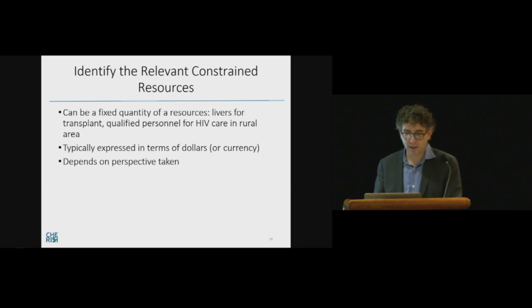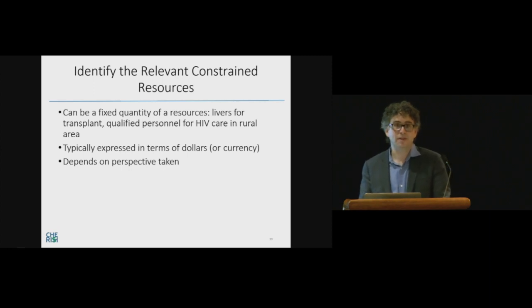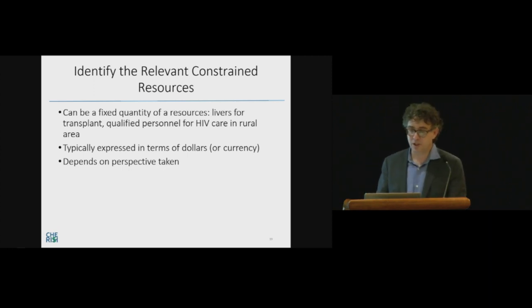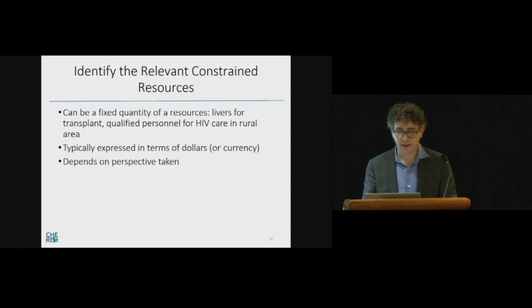It's a fixed quantity of a resource. It could be livers for liver transplant or qualified personnel for HIV care, right? But usually we translate those things into dollars. That's the brilliance of currency, right? So in healthcare, constrained resources like HIV care or HIV care providers in resource-limited settings, we can capture the idea of how hard it is to find those people by making them more and more expensive to hire. And so usually we translate constrained resources into dollars.